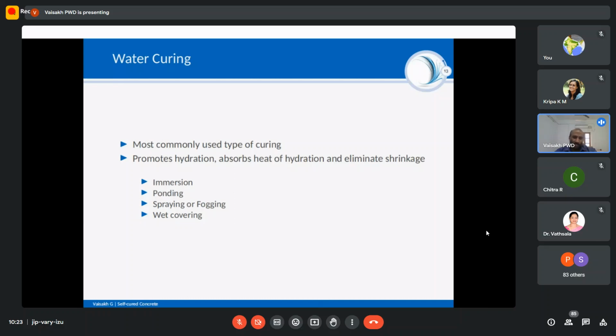Different commonly used methods are immersion, ponding, spraying or fogging, and wet covering. Immersion can be used for laboratory work or factories, precast members and so on. Ponding can be used for a bigger surface like slabs. Spraying and fogging, and also wet covering, can be used for columns and structures like that, where the other easy methods are not feasible.